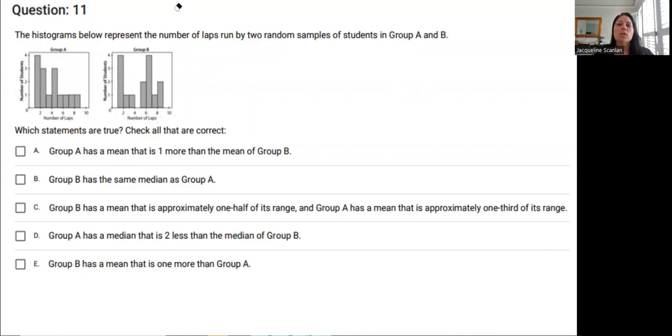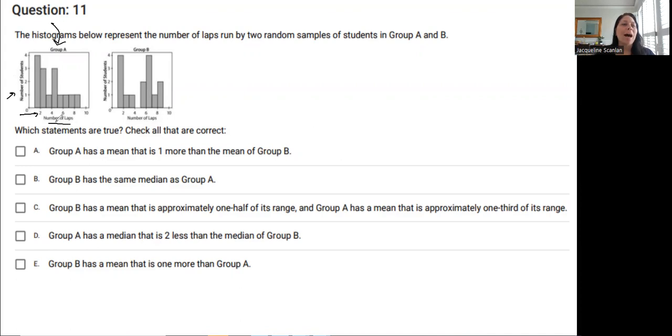The first thing I'm going to do is I'm going to read the question. It says, the histograms below represent the number of laps run by 2 random samples of students in group A and group B. Which statements are true? Check all that are correct. Okay, so for the first histogram on the left, group A, I am supposed to look at the numbers on the bottom, which represent the number of laps, and I'm supposed to look at the number of students, which is represented by your vertical numbers going up along the left side.